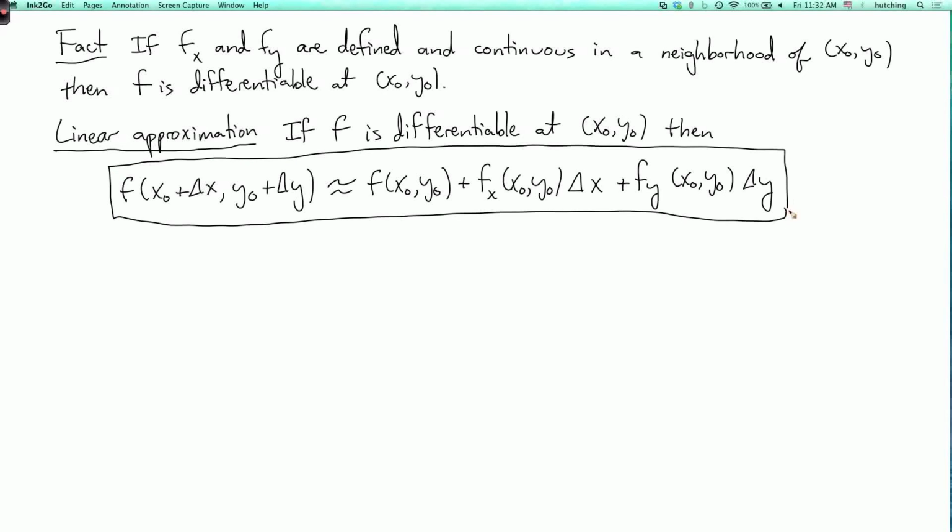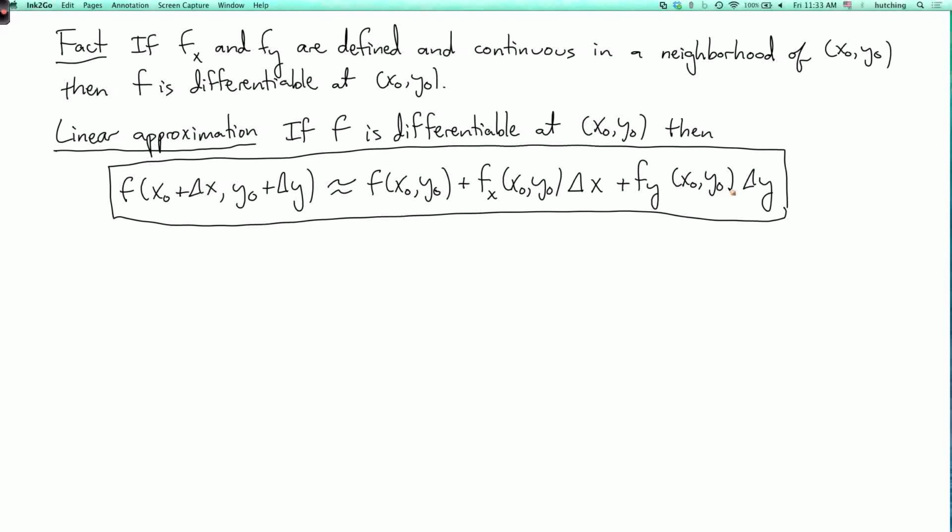Now, in the actual definition of differentiability, we know the left-hand side is equal to the right-hand side plus these epsilon1 and epsilon2 terms. But we know that these epsilon1 and epsilon2 terms get very small when delta x and delta y are very small. So this is a good approximation when delta x and delta y are small.